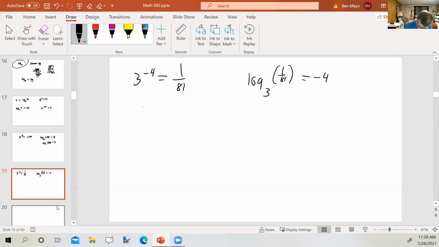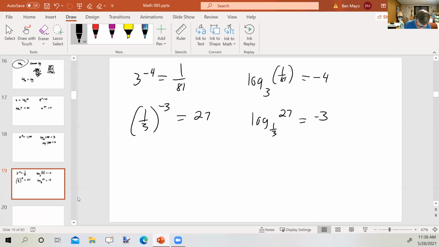Let's see here. 1/3 to the negative 3 power equals 27. Log base 1/3 of 27 equals negative 3. How about m to the n power equals p? Log base m of p equals n. In each case, the base is the same. The other two numbers switch places.